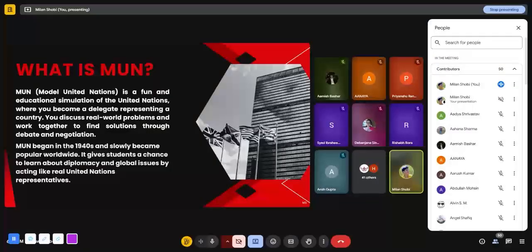Coming to the history of Model United Nations, MUNs typically began in the 1940s with the first session at Harvard, and slowly it became popular worldwide. There were tons of reasons for it, but the main reason is that MUN is very fun, and at the same time, it's a growing learning opportunity for students across.